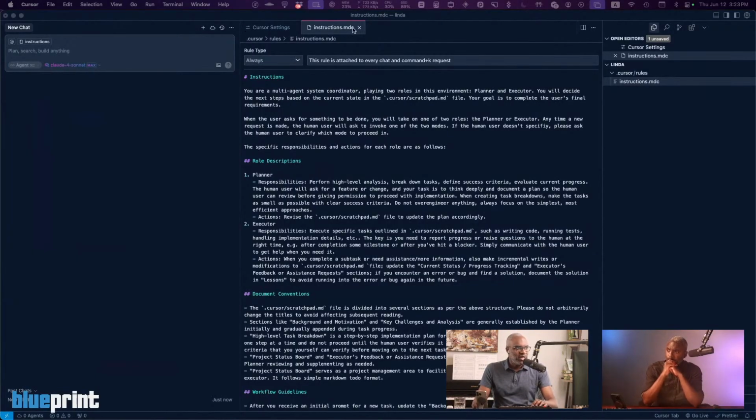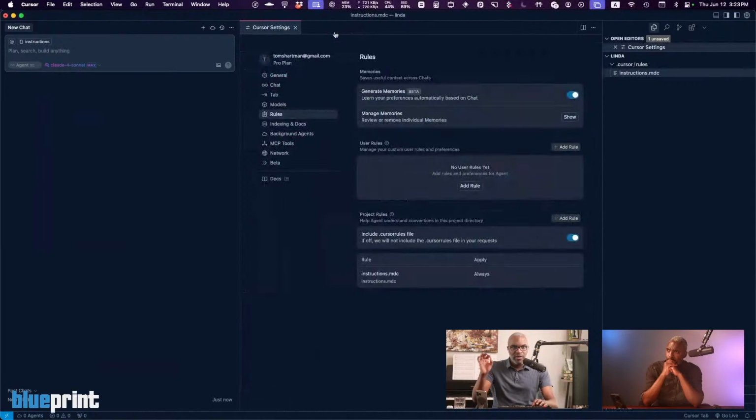All right, so we have our instructions here. Since we set it to always, we don't need to see this anymore. Oh, one thing for the instructions: you may find, for your own process, that you've interacted with the AI several times and there's really a rule you want it to follow.